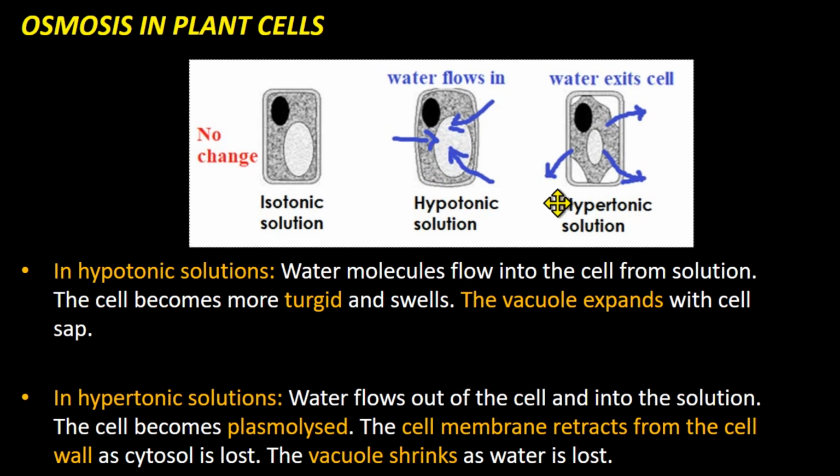In hypertonic solutions, it's going to be the opposite. Water is going to flow out of the cell because the higher water potential is going to be in the cell and the lower one is going to be outside the cell. So water is going to flow out of the cell and into the solution.